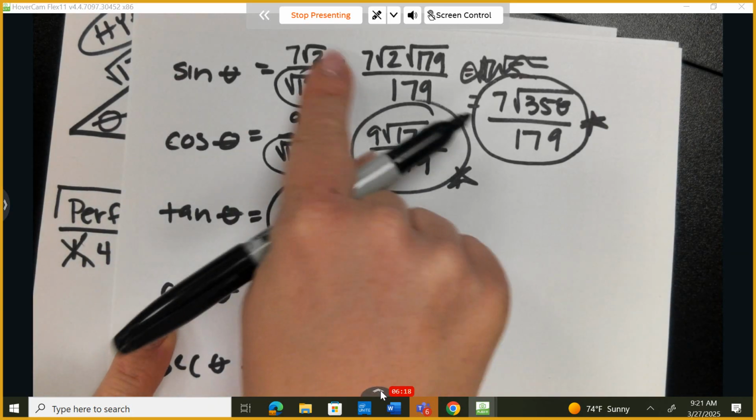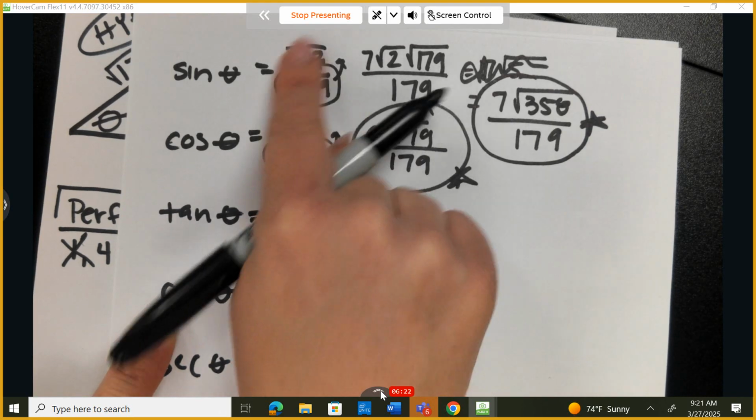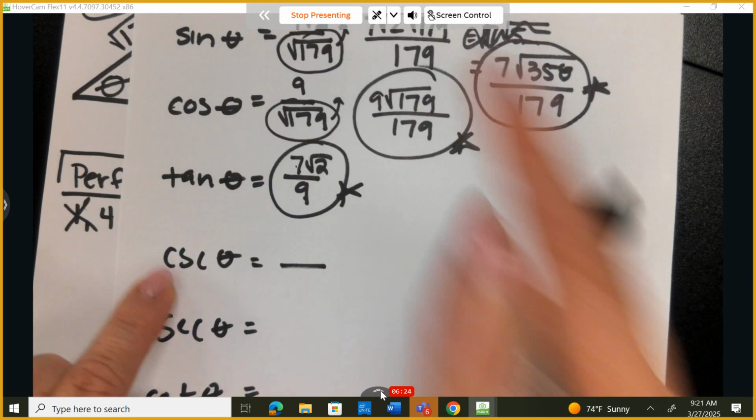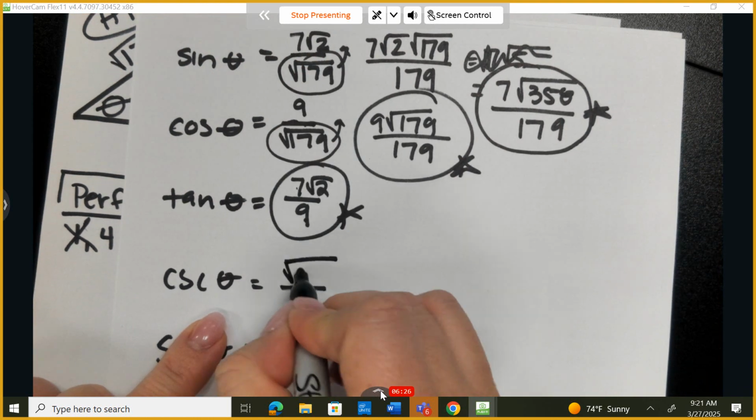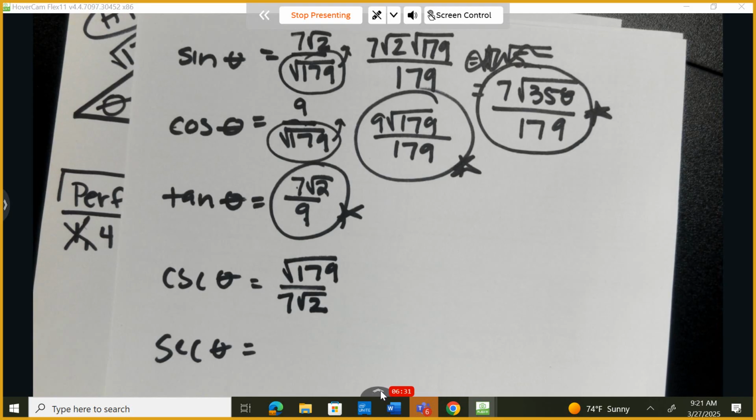I'm going to come up to sine. Here was sine, right? Does everybody see this? This was the sine. And I even had it in this form. I'm going to take this and I'm going to flip it. So I'm going to write 179 over 7 square roots of 2. Now turn to your partner.